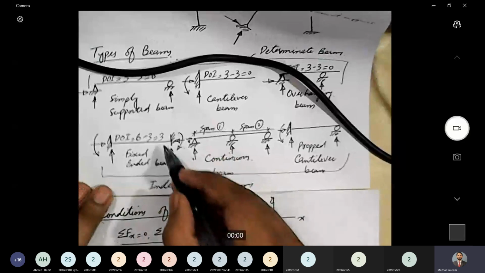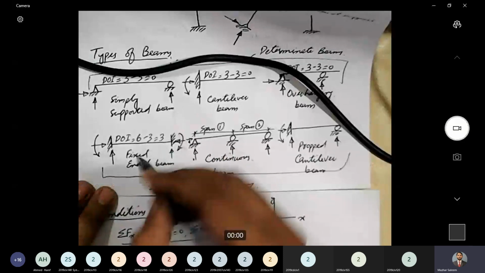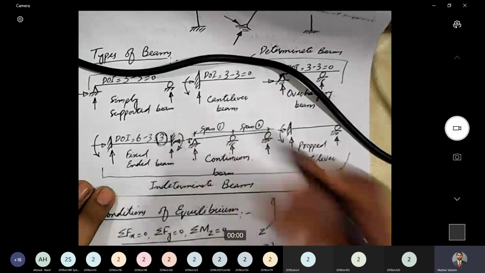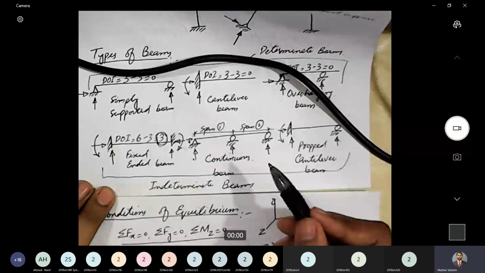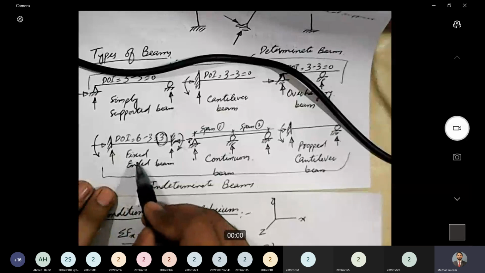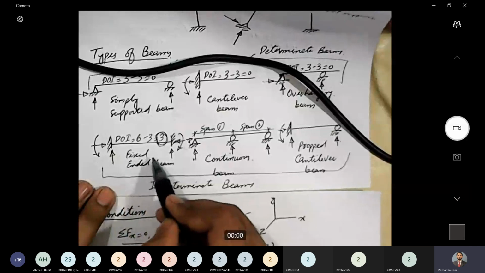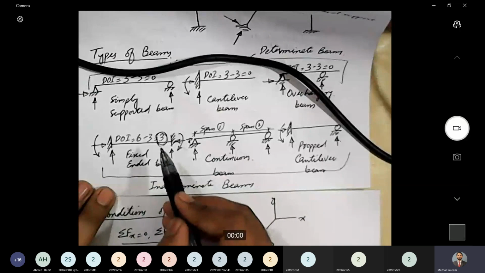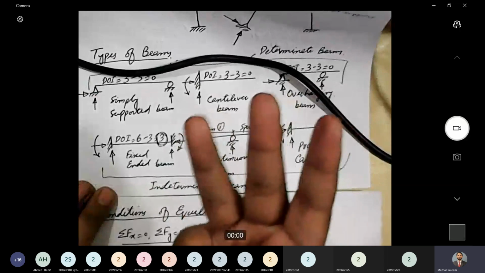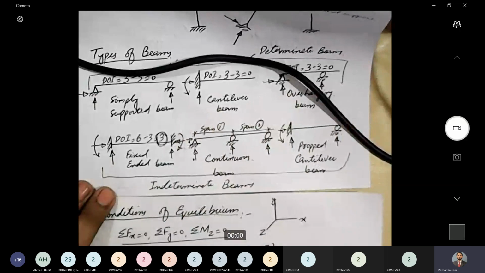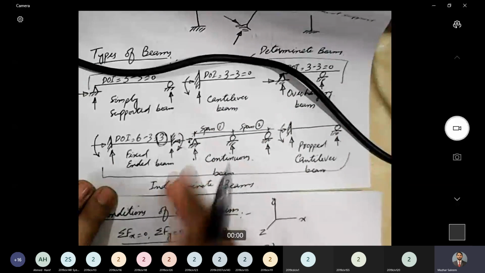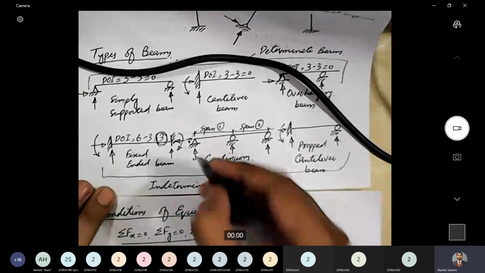Degree of indeterminacy actually tells us how many more equations are required in addition to the equations of equilibrium. So when I say that the degree of indeterminacy of a fixed ended beam is 3, I mean that I need 3 additional equations other than the equations of equilibrium to solve the system. That is what degree of indeterminacy tells us.